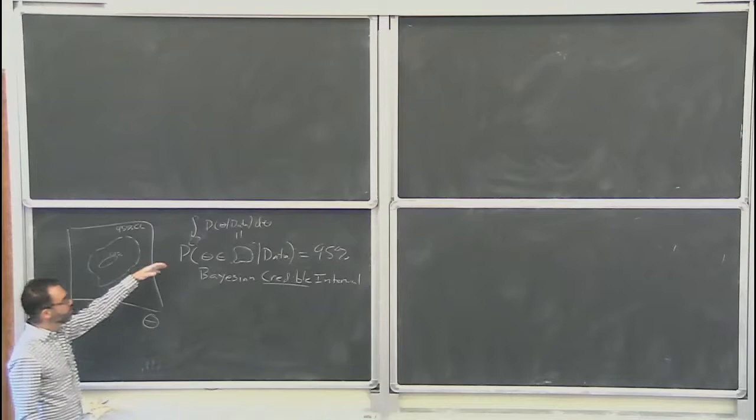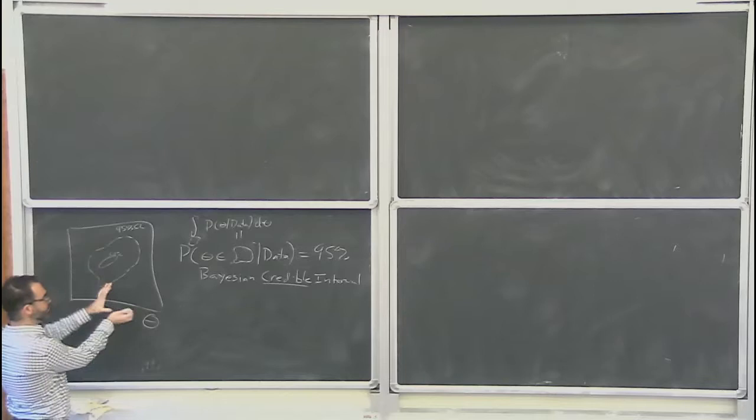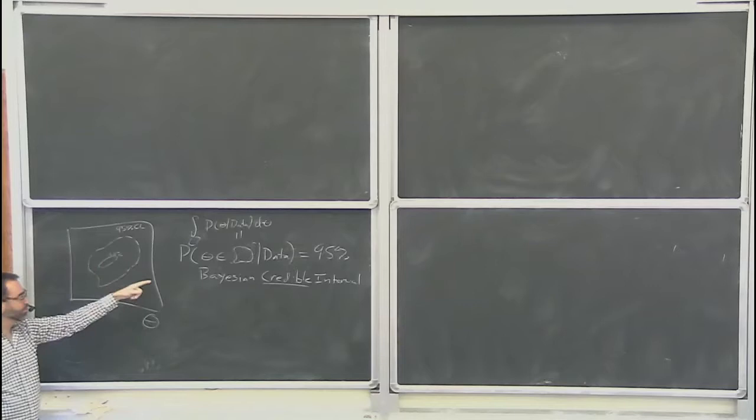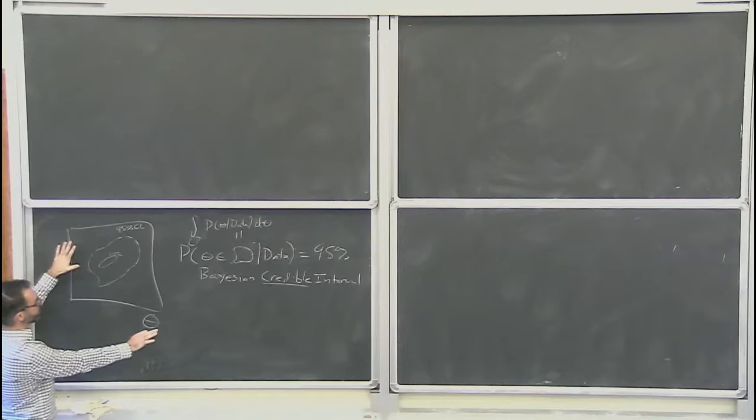Okay, and then the other thing is that there's lots of different regions that would have the same probability, right? If this is 95%, I could shift the whole thing. It's not unique, right? There's an infinite family of different ways to draw that contour. So then you need some way of deciding how to do it. Usually, if you imagine this posterior distribution coming out of the board, you would do some kind of level set or something like that to try to make it as small as possible.